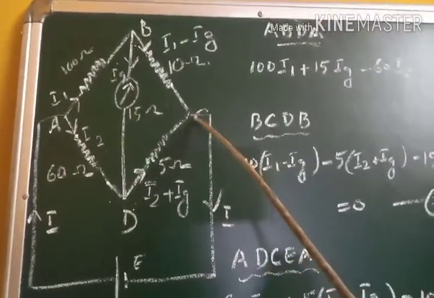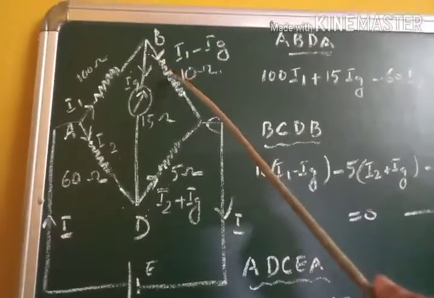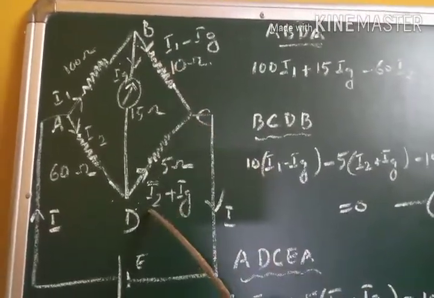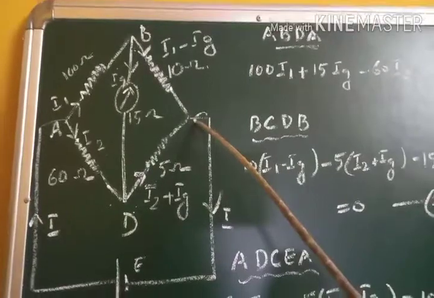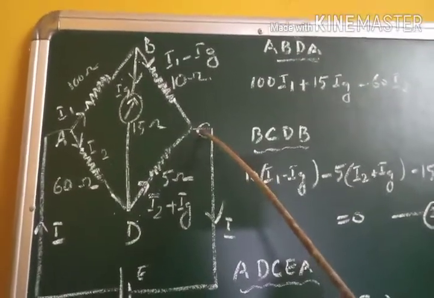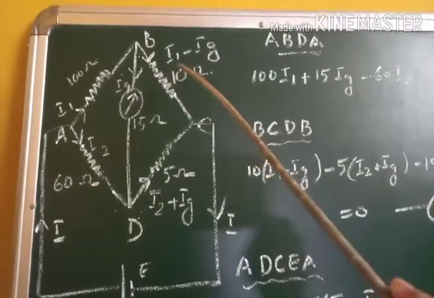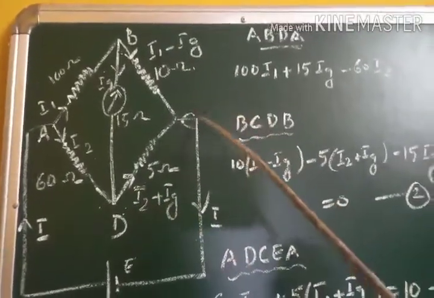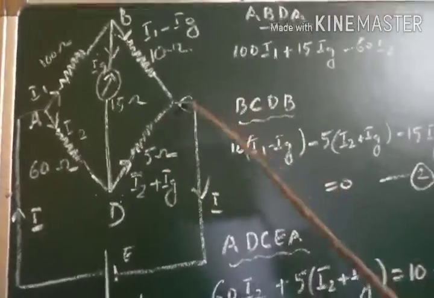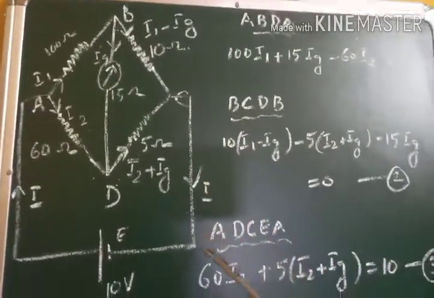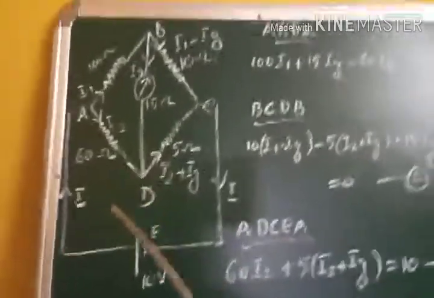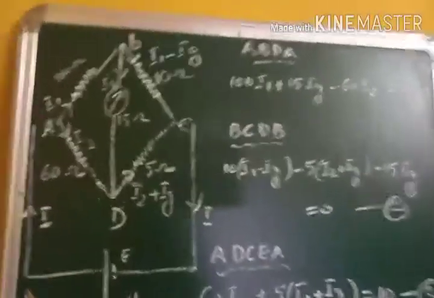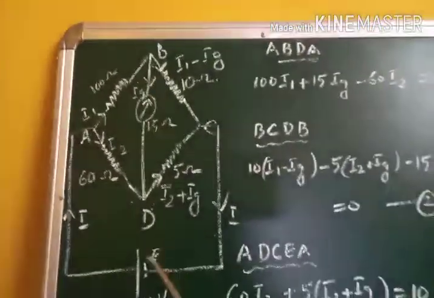Okay. And at the junction C again, I1 minus Ig is coming here. I2 plus Ig is coming to the junction C. Therefore, the total current leaving the junction C will be I1 minus Ig plus I2 plus Ig. You will get it as I1 plus I2, and that I1 plus I2 is equal to I. So, we have done the current distribution. Everything is okay. Now, to calculate Ig, we have to form the equations.